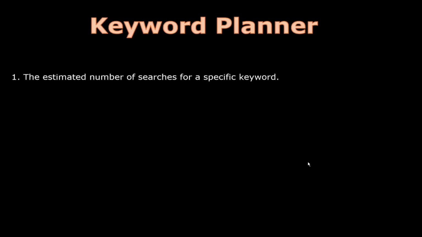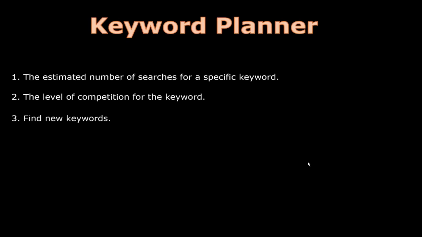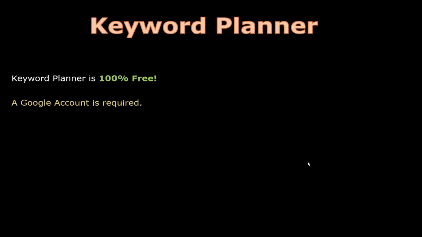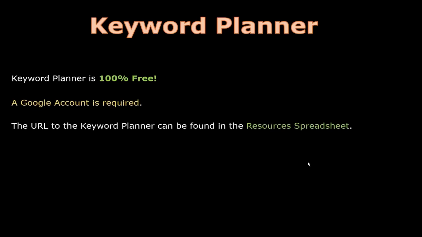Keyword Planner. Keyword Planner is a tool provided by Google that shows you the estimated number of searches for a specific keyword, the level of competition for that keyword, and it also allows you to find new keywords. Here is an example that shows how many people searched for the keyword web host compared to hosting company. The Keyword Planner is 100% free, but to use it, a Google account is required. The URL to the Keyword Planner can be found in the Resources spreadsheet.